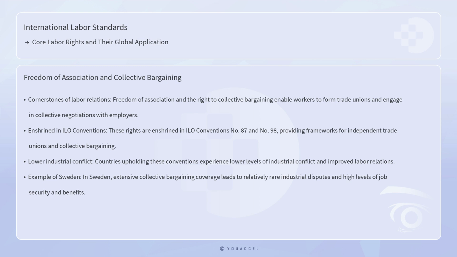For instance, in Sweden, where collective bargaining coverage is extensive, industrial disputes are relatively rare, and workers enjoy high levels of job security and benefits.